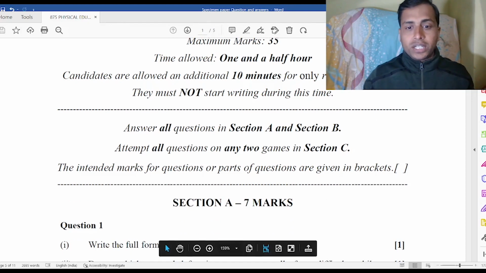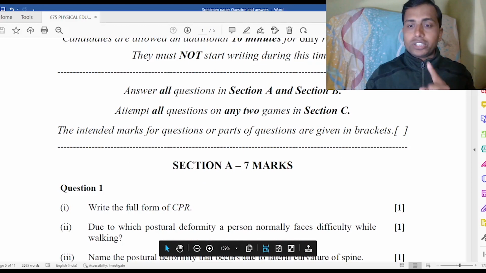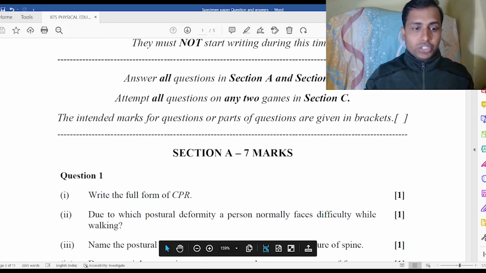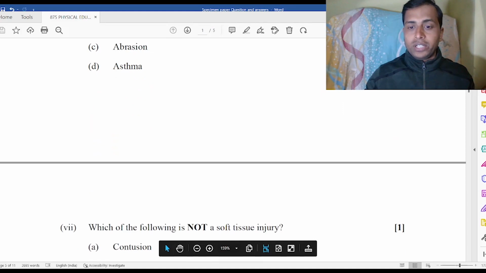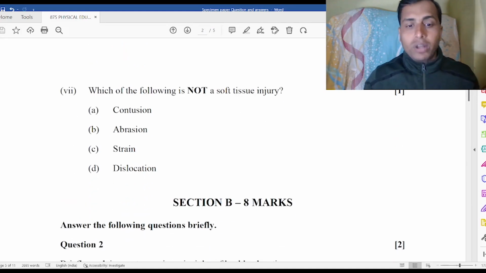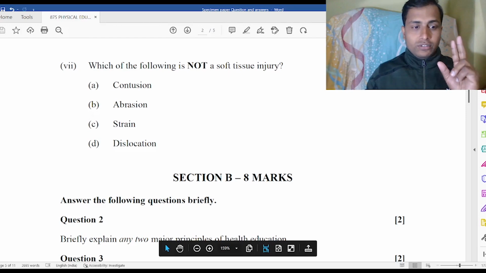Here you can see section A, 7 marks. There will be 7 questions of 1 mark. As you can see, write the full form of CPR, 1 mark. In this way, there will be 7 questions and all the questions carry 1 mark. Now coming to section B. In section B, again there will be 8 marks and there will be 4 questions of 2 marks. That means 4 questions containing 2 marks, total 8 marks.